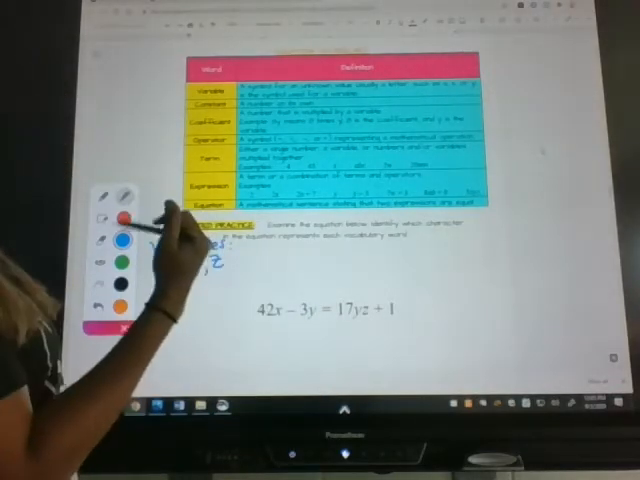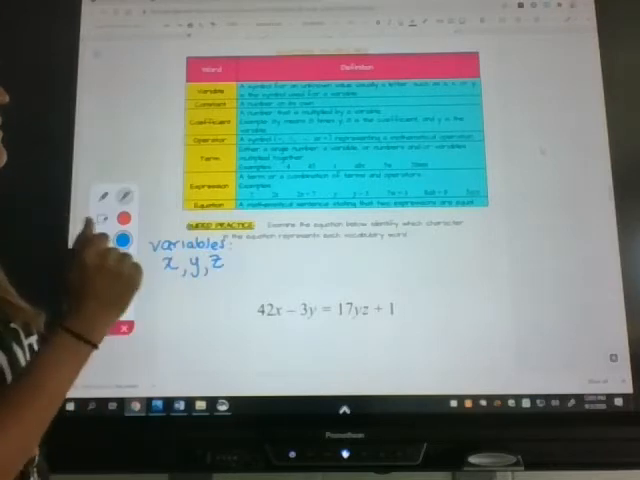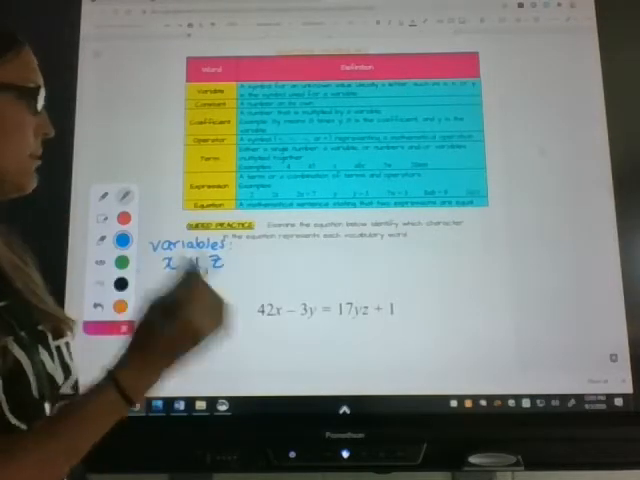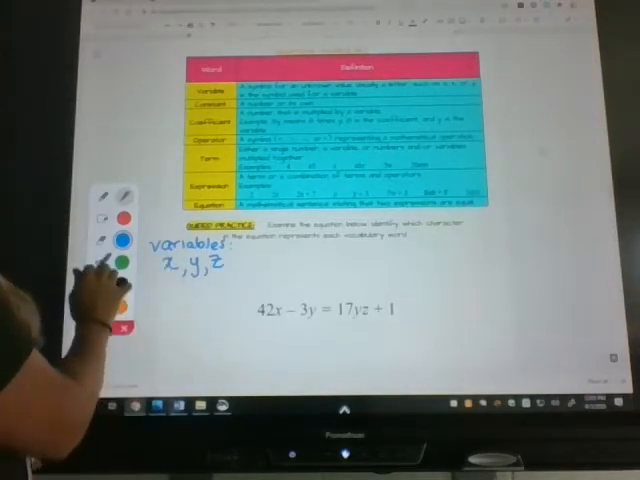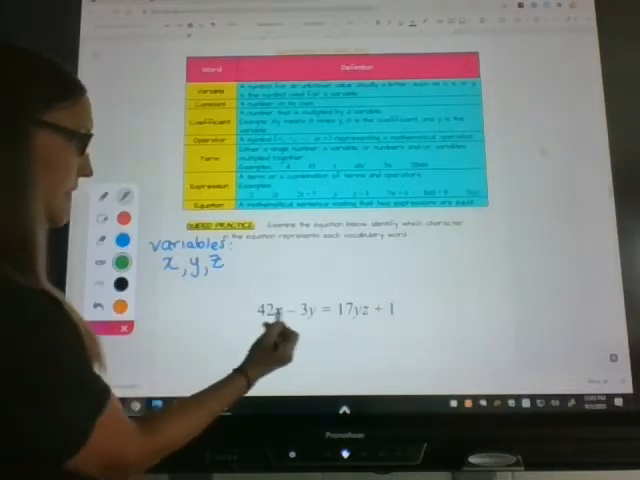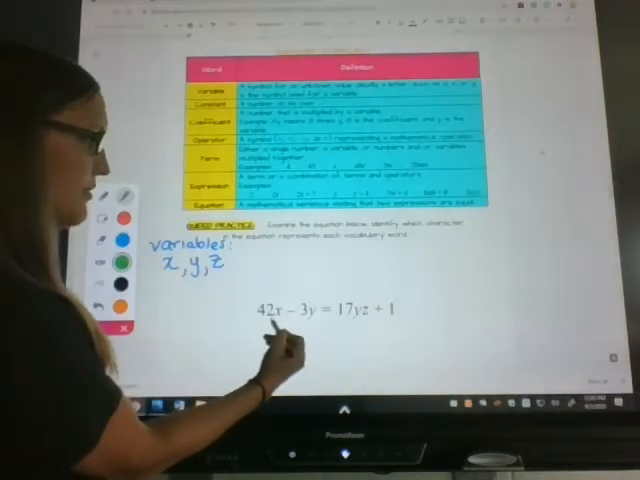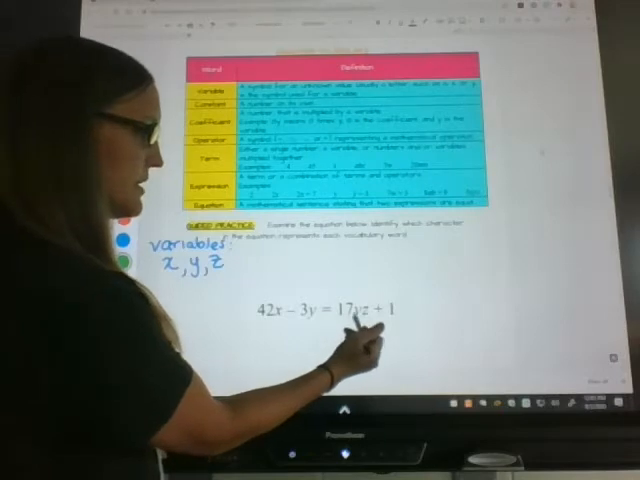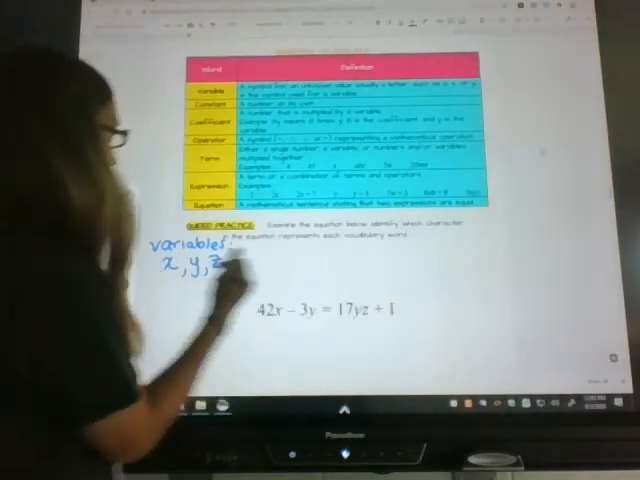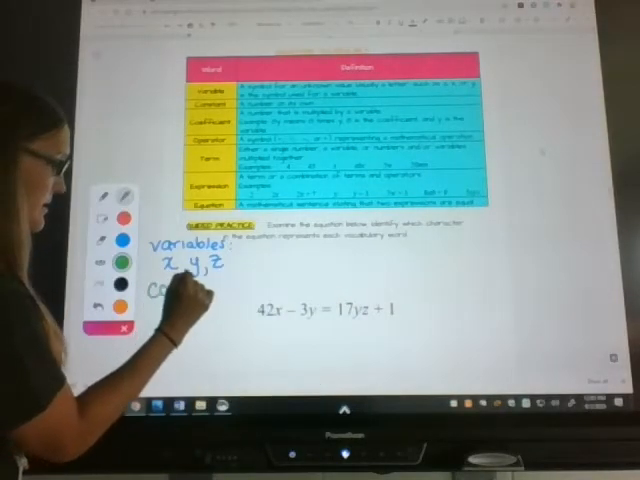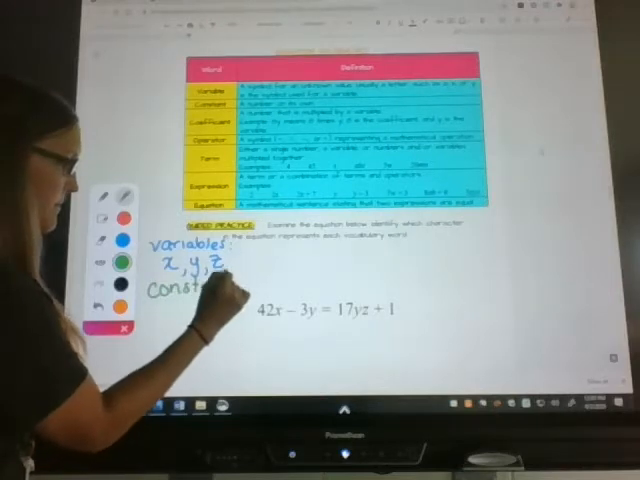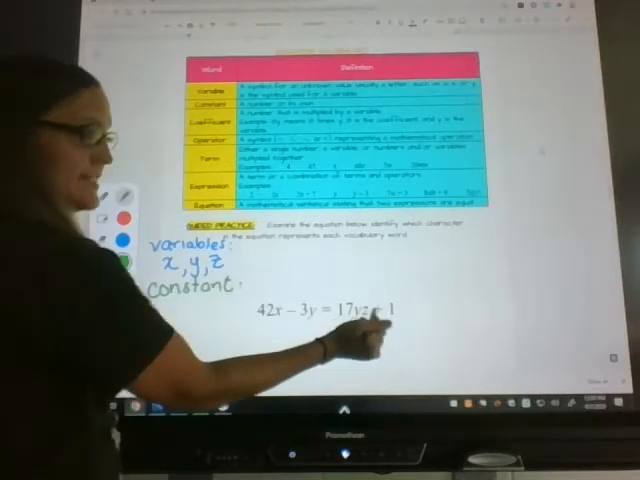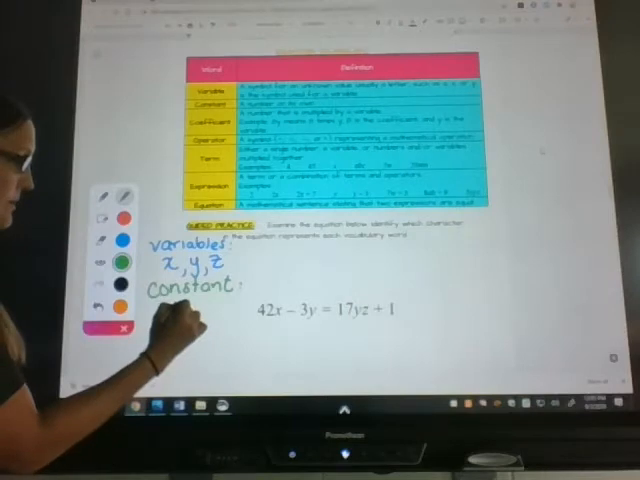My next vocabulary word is constant, a number on its own. So that's a number that's not attached to a variable. So on this side of the equation, both of my terms have variables. This term has a variable. This is my constant. So my constant is this +1. It's a positive one.